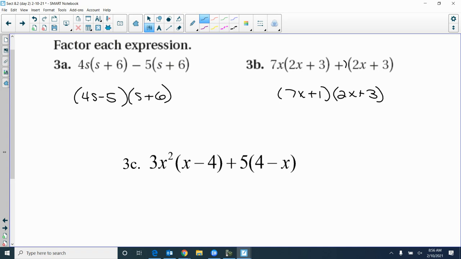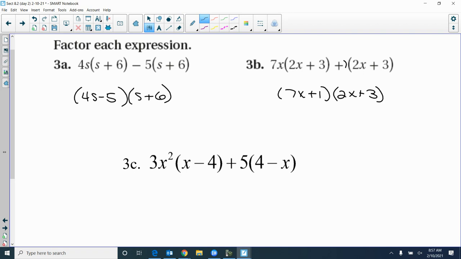All right, now, this next one, little red flag. In those other two, you had an s plus 6 in parentheses and an s plus 6. You had a 2x plus 3 and a 2x plus 3. Exactly the same thing. But in the third one, what's in parentheses? Are they exactly the same thing? They're not exactly, are they close? Listen, they're close, but they're not exactly the same.